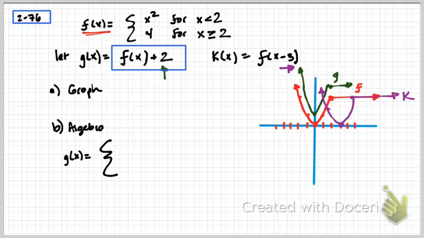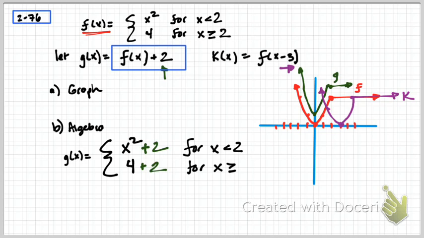So we're going to have x squared and 4, and since we're going up, g, I think we did green here, so we're going to add 2, and we're going to add 2, and since it's a vertical shift, our domain doesn't change: for x is less than 2, for x is greater than or equal to 2. So we could also simplify this to 6.